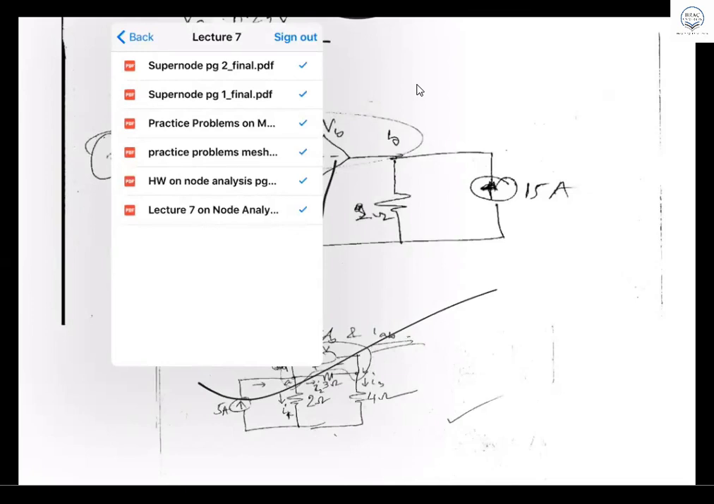And next class, lecture 8, will be on mesh analysis. After supernode, we'll go straight to mesh analysis. The lecture 8 slide on mesh analysis is also uploaded in the BUX. Please download that also and go through the lecture notes so that at least you can understand something. And next class we can start with the mesh.